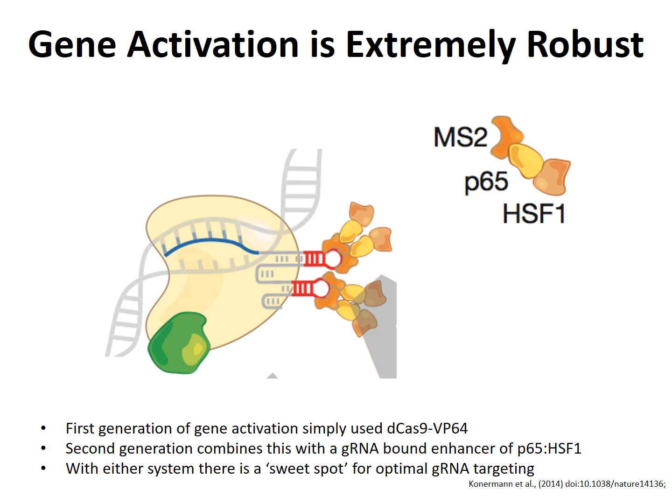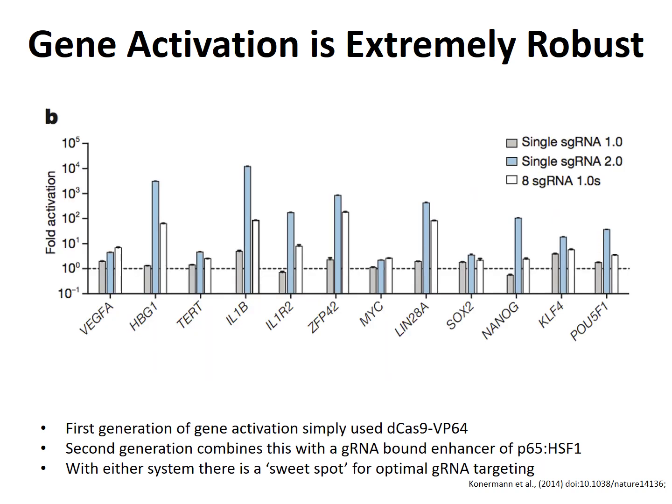In this work, they actually used 2 MS2 loops in the guide RNA, and what they did is they fused that MS2 protein to a protein called P65 and HSF1. And then they also kept the VP64 element, and what this essentially made was a super hyperactivation system, so you can turn up gene transcription something like 1,000 to 10,000 fold on average. And they showed this at many, many genes, and they actually even did genome-wide screens using this system.